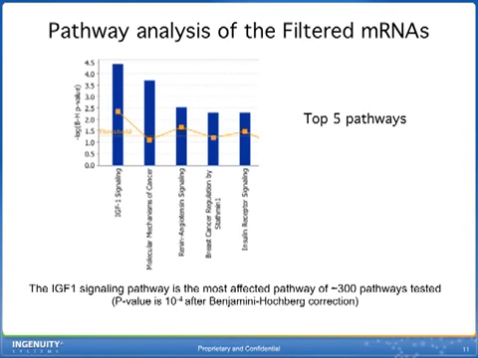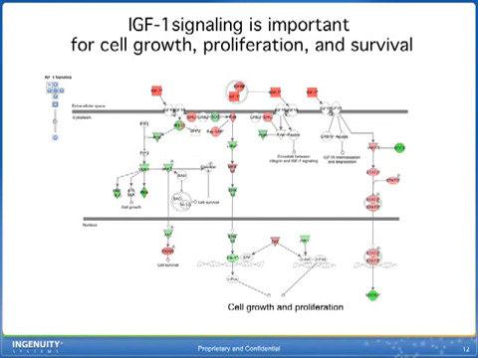Pathway analysis of the approximately 250 mRNAs left after filtering reveals that the IGF-1 signaling pathway is likely to be important in the more aggressive form of ovarian cancer. It is the top pathway amongst the almost 300 Ingenuity curated pathways that are tested in this analysis. IGF-1 signaling is involved in cell proliferation and cell survival.